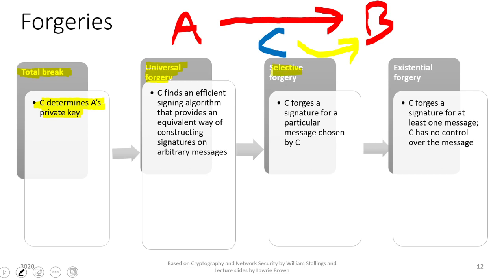Then in selective forgery, C would forge a signature for a particular message. So not just any random arbitrary messages, it would be able to forge the signature for a specific message itself.